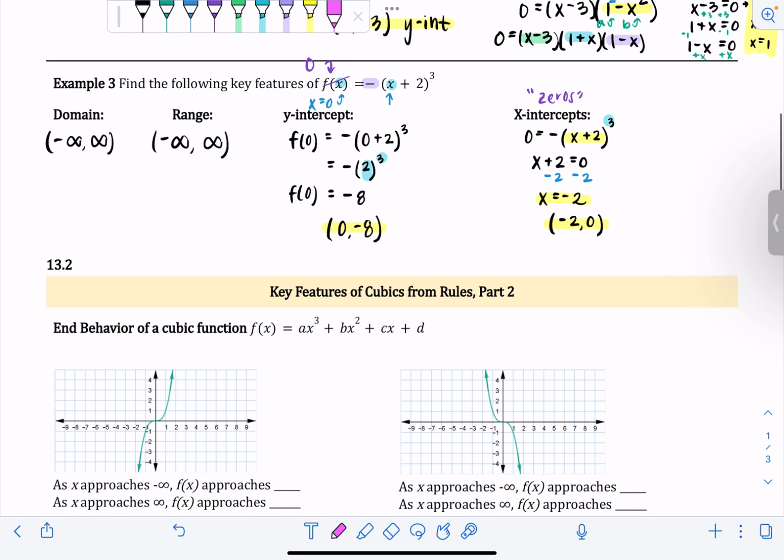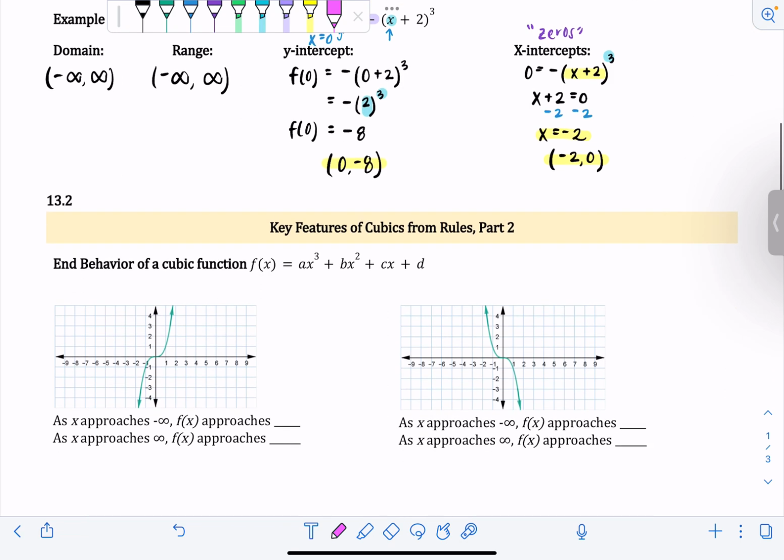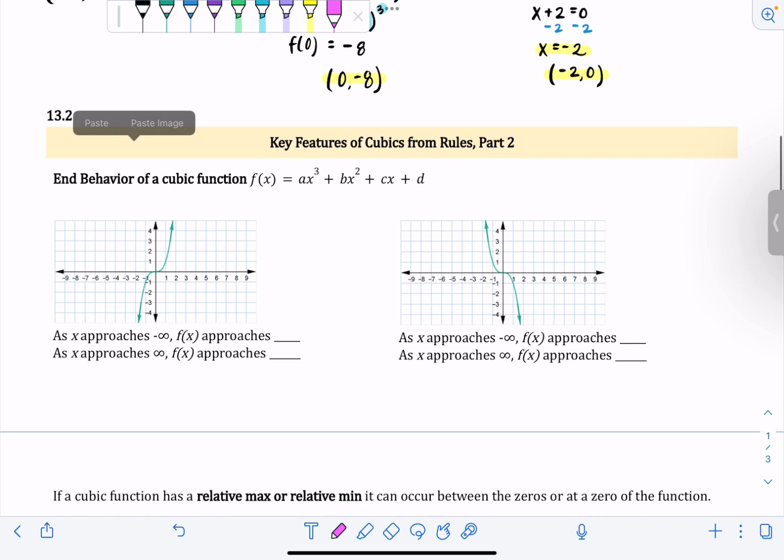Okay, so more key features. This is end behavior now. We've talked about this a little bit before already by looking at a graph. End behavior for a cubic function, it always goes in different directions. If this is standard form, f of x equals ax cubed plus bx squared plus cx plus d, of a cubic, just like a quadratic, the lead coefficient, a, tells you what the end behavior is going to be because it tells you if the function is increasing or decreasing overall.